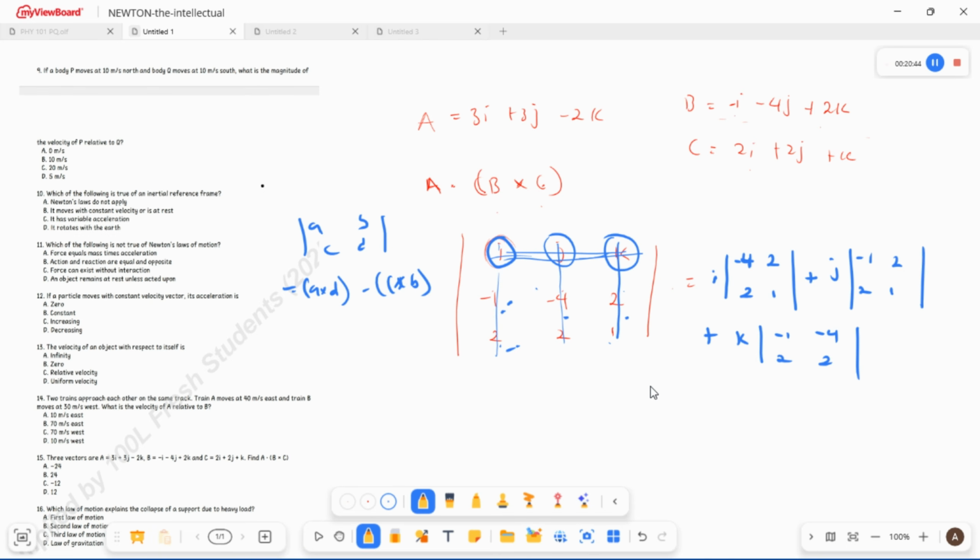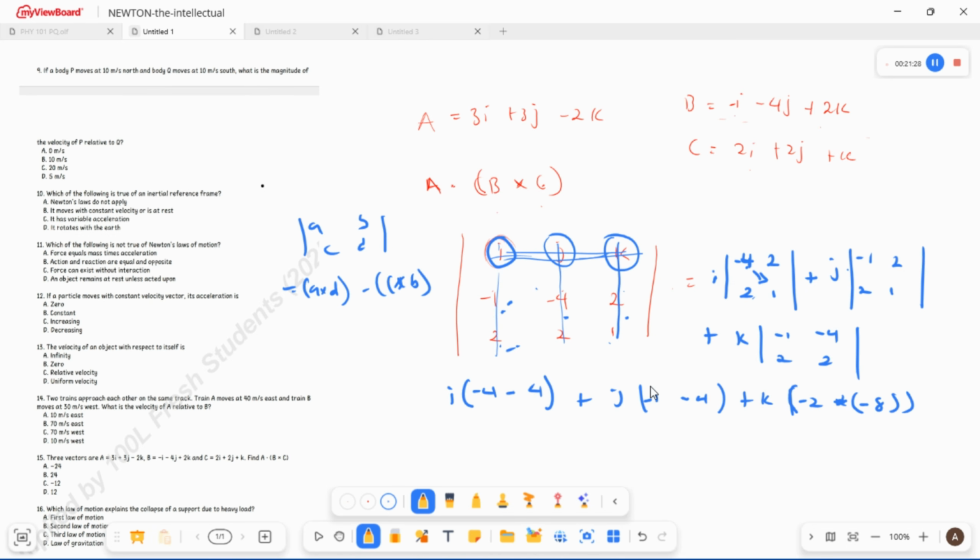So we're going to have i in brackets. I'm going to have minus 4 times 1, which is minus 4, minus 2 times 2, which is 4, right? Here I'm going to have plus j, minus 1 times 1, which is minus 1, then minus 2 times 2, which is 4. Then the last one, plus k: minus 1 times 2, which is minus 2, minus 2 times minus 4, which is minus 8. So we have minus minus 8 here.